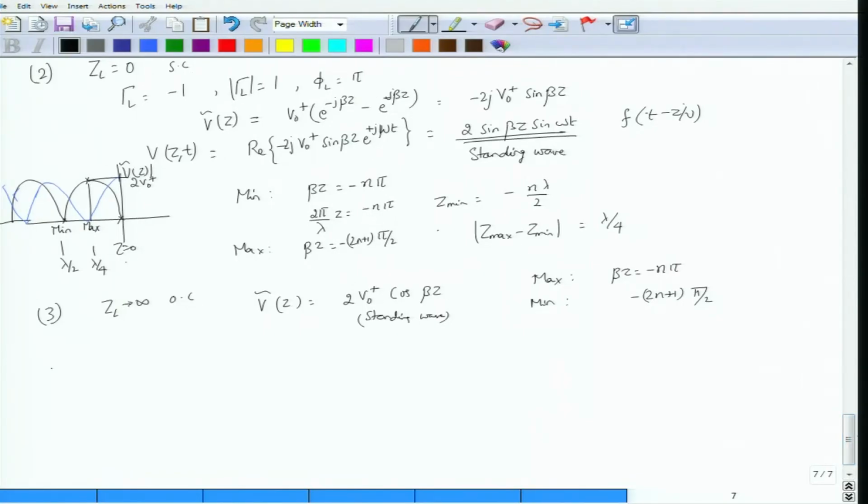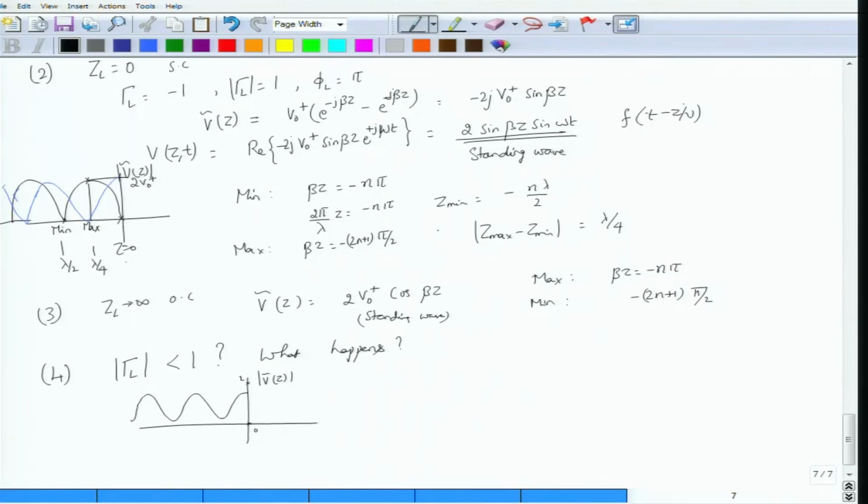Now, let me give you something to think about. What would happen when the magnitude of gamma L is less than 1? Just think about this. The answer is simple, but I do hope that you first think about this very clearly and then convince yourself that in the case of gamma L being less than 1, this is how the voltage phasor magnitude looks like. It will not reach the maximum of 2, it will not reach the minimum of 0, but it would be located somewhere in between.